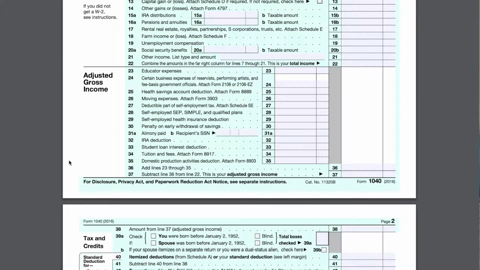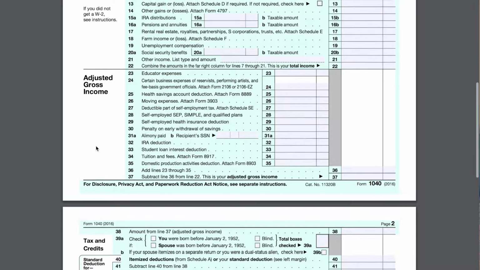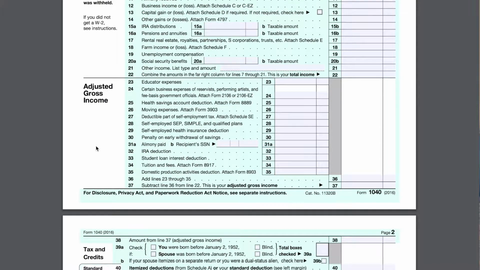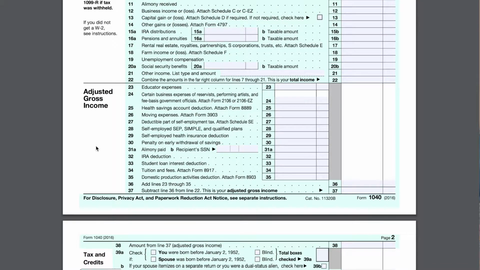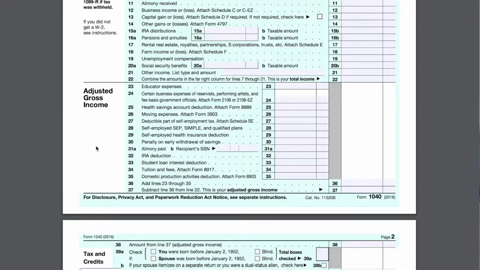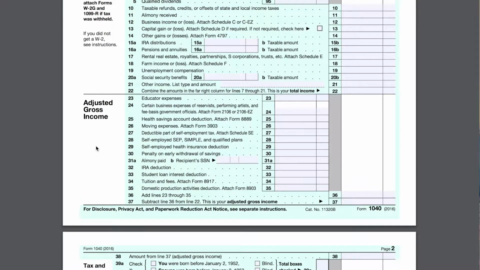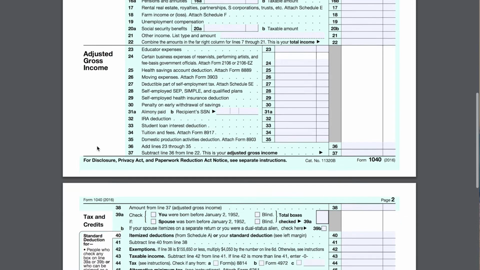Penalty for early withdrawal on the savings, and then alimony that you may have paid. A lot of room to discuss alimony versus child support. So alimony received is income, and alimony paid is a deduction. Child support is neither. So certainly a recipient prefers child support, and a payor prefers alimony. And so there are nonetheless definitions in the tax code that define the difference between the two.